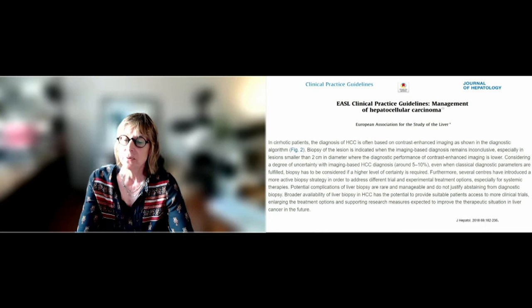the guidelines have stated several centers have introduced a more active biopsy strategy in order to address different trial and experimental treatment options, especially for systemic therapies. Potential complications of liver biopsy are rare and manageable and do not justify abstaining from diagnostic biopsy. Broader availability of liver biopsy in HCC has the potential to provide suitable patients access to more clinical trials, enlarging the treatment options and supporting research measures expected to improve the therapeutic situation in liver cancer in the future. Next slide.